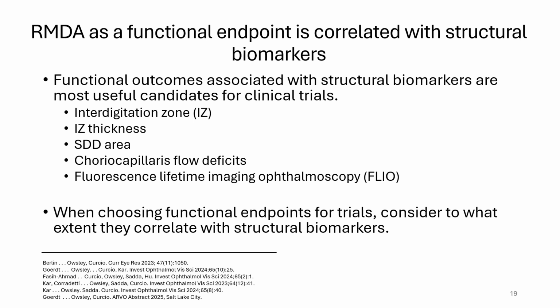Our recent work in ALSTAR2 has shown that dark adaptation as a functional endpoint is actually correlated with structural biomarkers. For example, slowing in dark adaptation in AMD has been associated with the IZ and IZ thickness, SDD area, choriocapillaris flow deficits, and fluorescence lifetime imaging ophthalmoscopy, or FLIO.